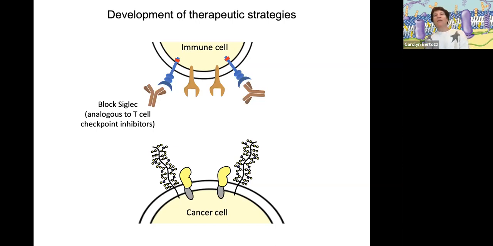The problem is there's not just one Siglec. It's a large family. Many of the Siglecs are expressed often in combinations on immune cells.